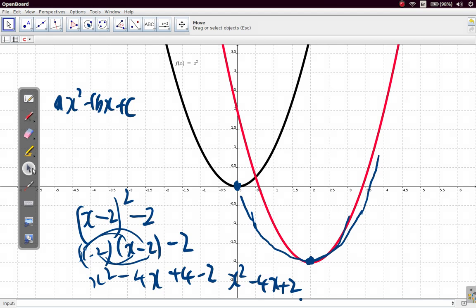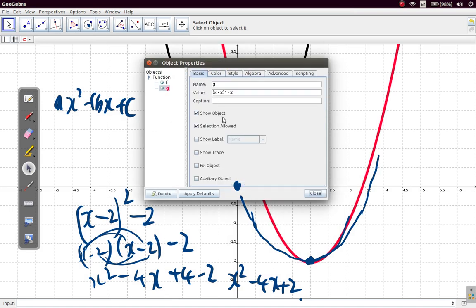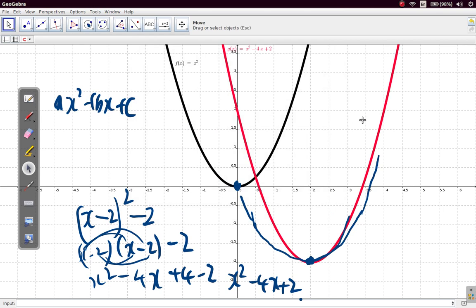If I modify this graph, let me show the label as well, and I erase all of this and write x raised to the power of 2, that's x squared, minus 4x plus 2. It remains where it is because it's the same graph. Okay, so we'll continue looking at this in a different video.